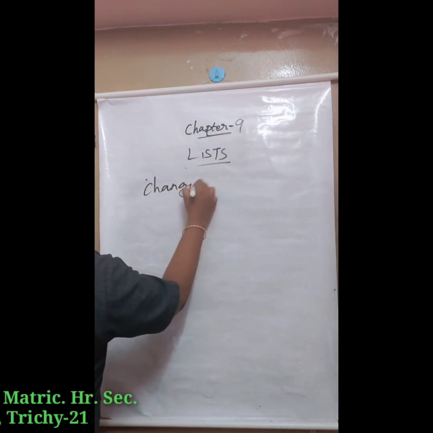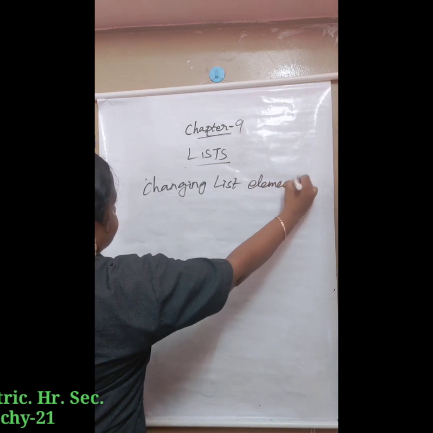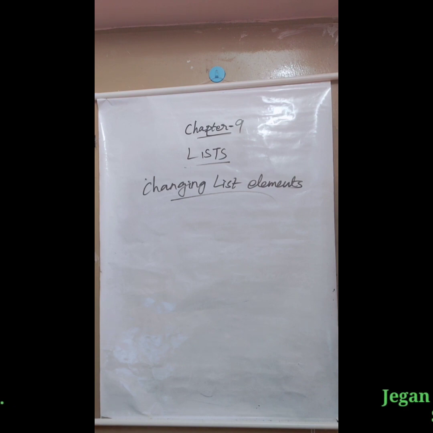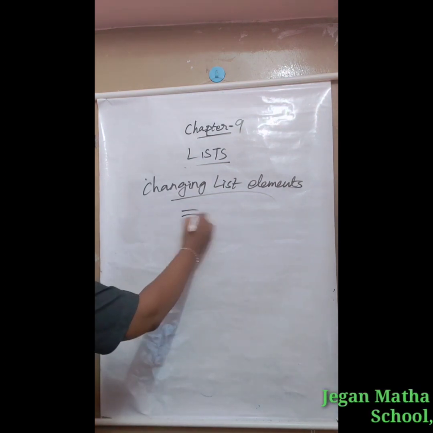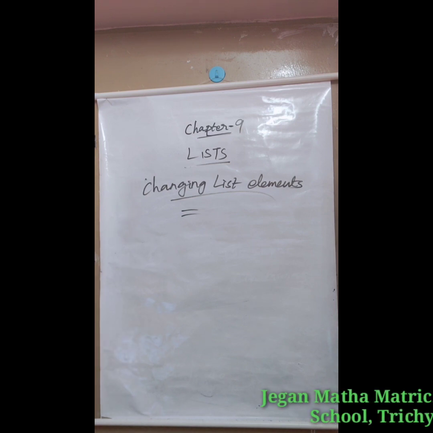Next, changing list elements. We are going to change the list elements. Already we know that in Python lists are mutable, which means they can be changed. A list element or a range of elements can be changed or altered by using a simple assignment operator, that is the equal to sign. Now let us see the example.